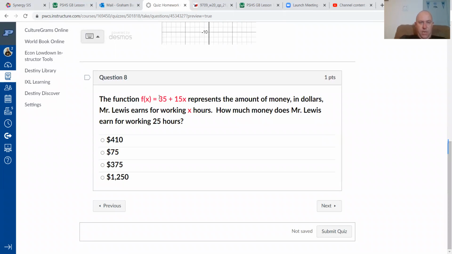Question 7. Word problem this time. F of x is 35 plus 15x. So there's our rule. 35 plus 15x1 represents the amount in dollars. If Mr. Lewins earns for working x hours, how much does he earn for 25 hours? So in other words, they're saying x is 25. So you can create your table, plug in x as 25, and then you can figure out which one of those is correct as well.